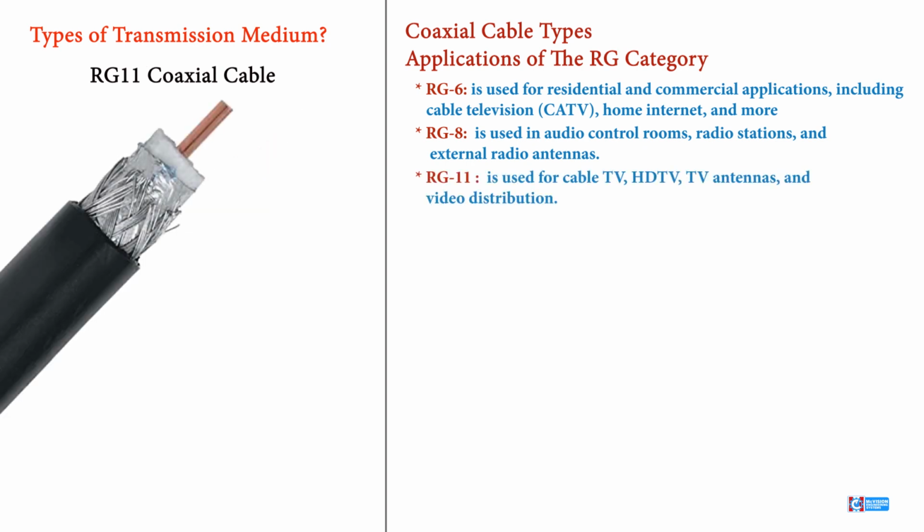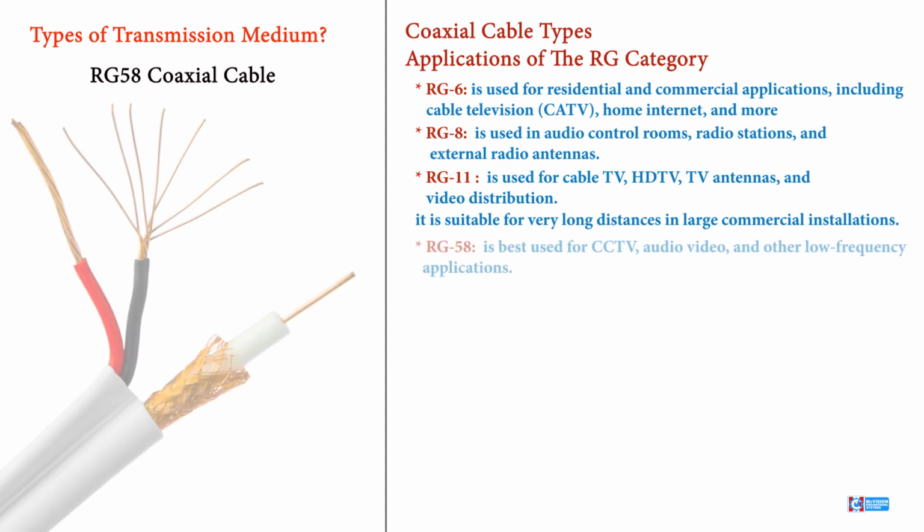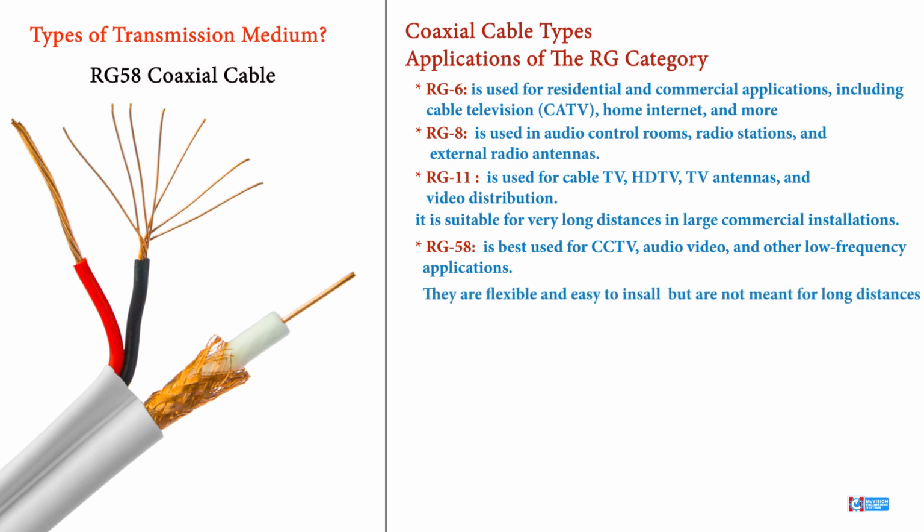RG11 is used for cable TV, HDTV, TV antennas, and video distribution. It is suitable for very long distances in large commercial installations. The RG58 coax cable is best used for CCTV, audio-video, and other low-frequency applications. They are flexible and easy to install as compared to RG6 and RG11. But they are not meant for long distances.